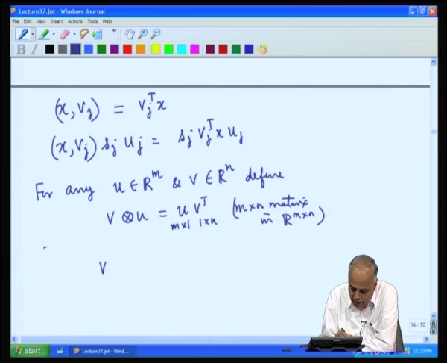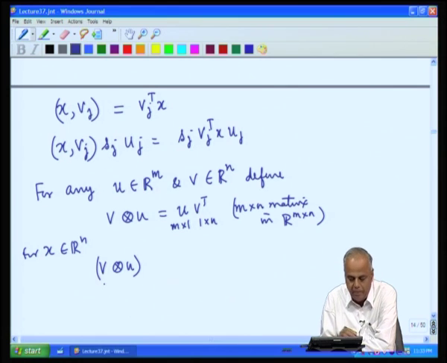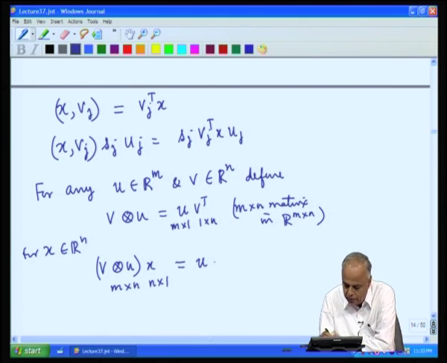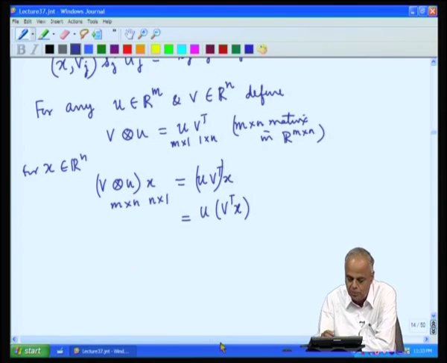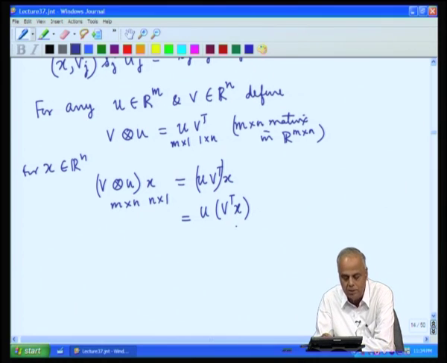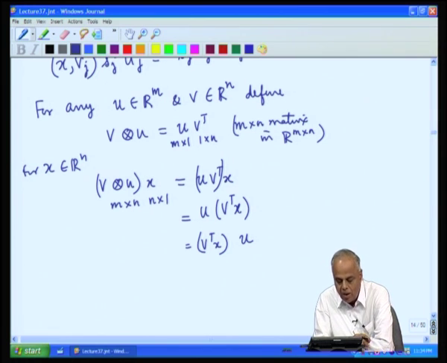And now, if we take x in R^n, v tensor u is a matrix multiplying x. So, this is an m by n matrix, and this is an n by 1 vector. I should get an m by 1 vector. v tensor u acting on x is u v transpose x, and matrix multiplication is associative. v is in R^n, x is in R^n, so v transpose x is a number. So, we can write this as v transpose x times the vector u. So, for any x in R^n, (v tensor u) x is equal to v transpose x times u.